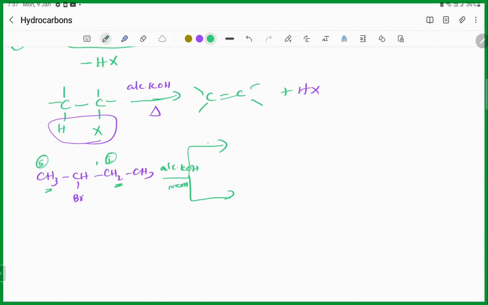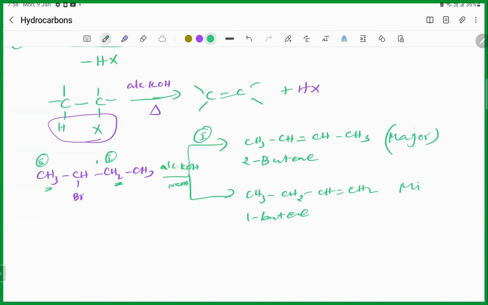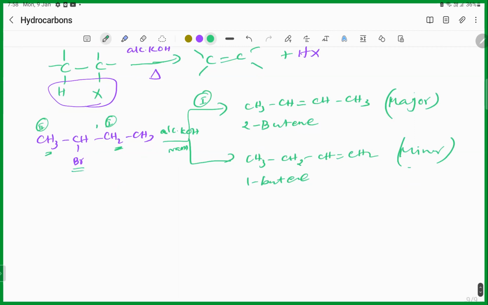When you remove the first hydrogen, what is the product? CH3, CH double bond CH, CH3, so you get 2-butene as a product. When you remove the other hydrogen, CH3, CH2, CH double bond CH2, so 1-butene. The 2-butene will be the major product and the 1-butene will be the minor product. Here, this will be the alkyl group: this is the alpha position, this is the beta position, and this is the beta dash position.